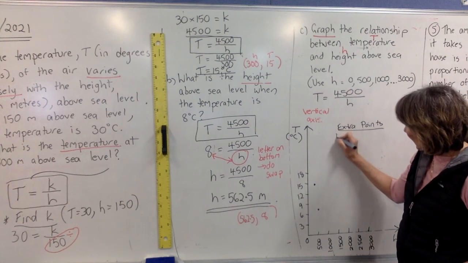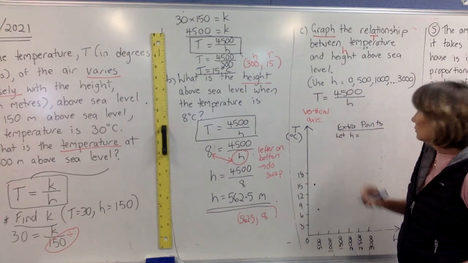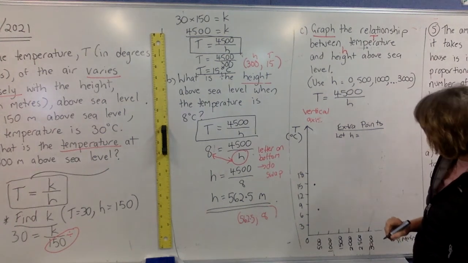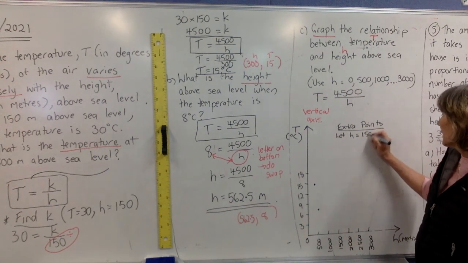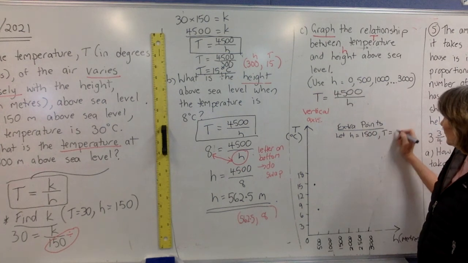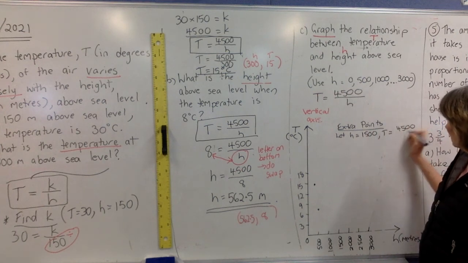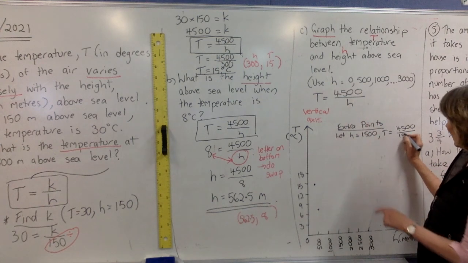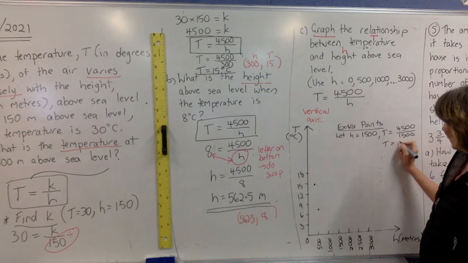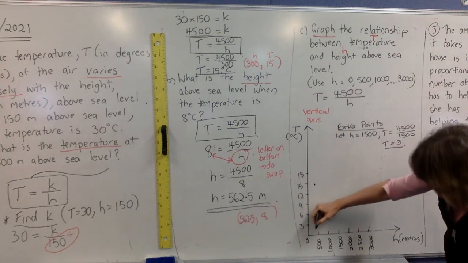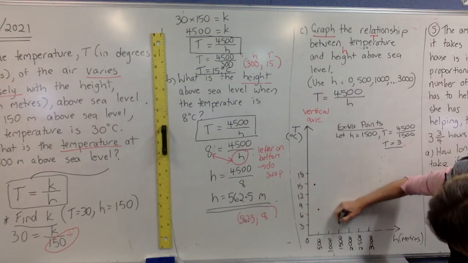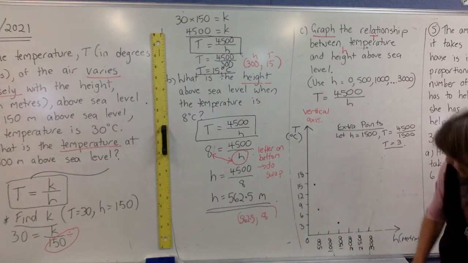So if we want to have a look and just find some extra points, I'm going to let h equal, let's pick something easy. Maybe 1500 and see what happens there. And then put it into our formula. I'm going to put a 1500 in here. Now if you go to your calculator and do that, you're going to get 3. Okay, so we've got 1500 across, 3 up, and we've got that point there.